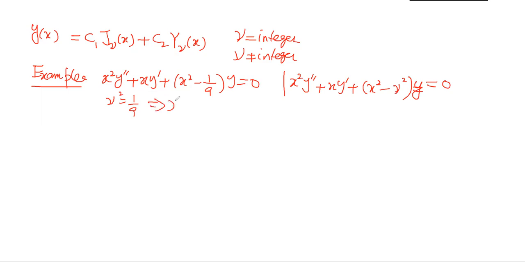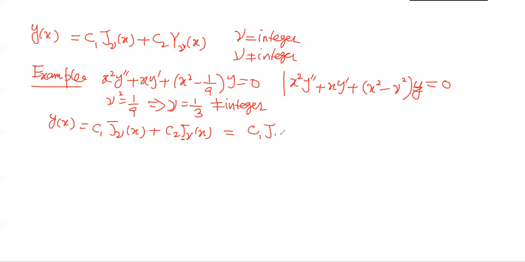So nu will be equal to 1/3. Now nu is not an integer, so we can write its general solution like this: c1 J_nu of x plus c2 J_minus nu of x. Nu is now 1/3, so its solution will be J_1/3 of x plus c2 J_minus 1/3 of x. So this will be the solution.